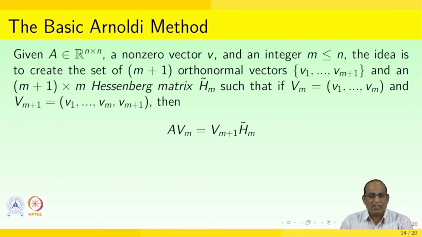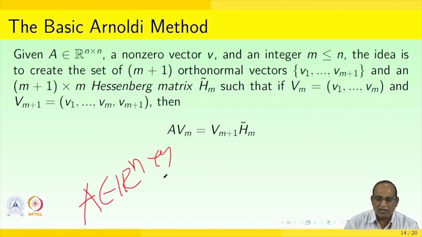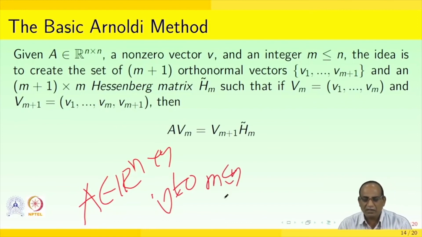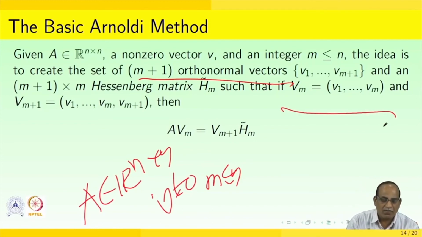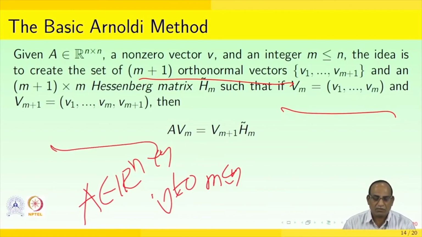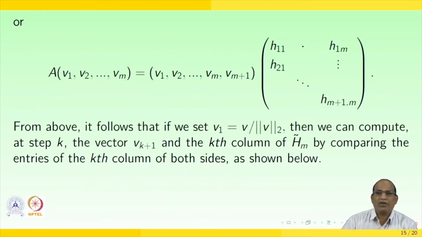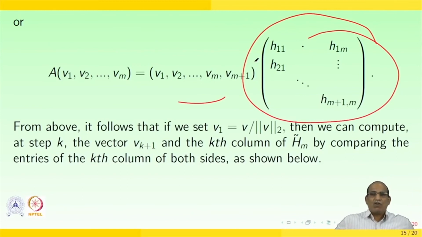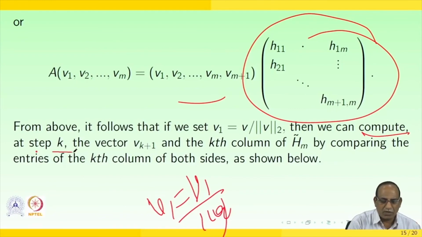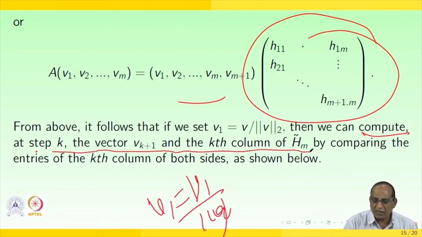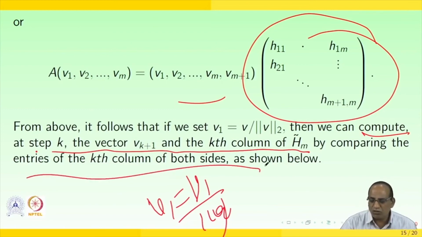The basic Arnoldi method is as follows. Given a matrix A in R^(n×n) and a non-zero vector v, with m less than or equal to n, the idea is to create a set of m plus 1 orthogonal vectors v1, v2, ..., v_(m+1) and an (m+1) by m Hessenberg matrix H such that in matrix form A[v1, v2, ..., vm] equals [v1, v2, ..., v_(m+1)] multiplied by this matrix H. From the above, it follows that if you set v1 equal to v over the norm of v, then we can compute at step k the vector v_(k+1) and the kth column of H by comparing the entries of the kth column of both sides, as shown below.